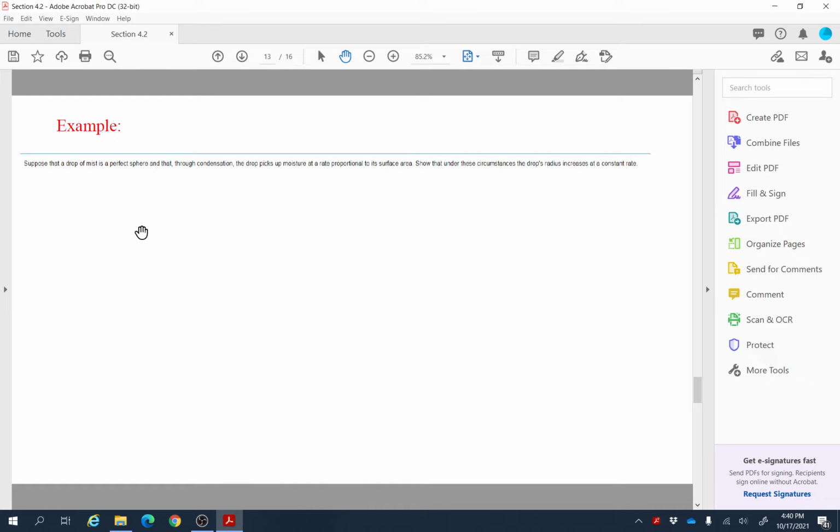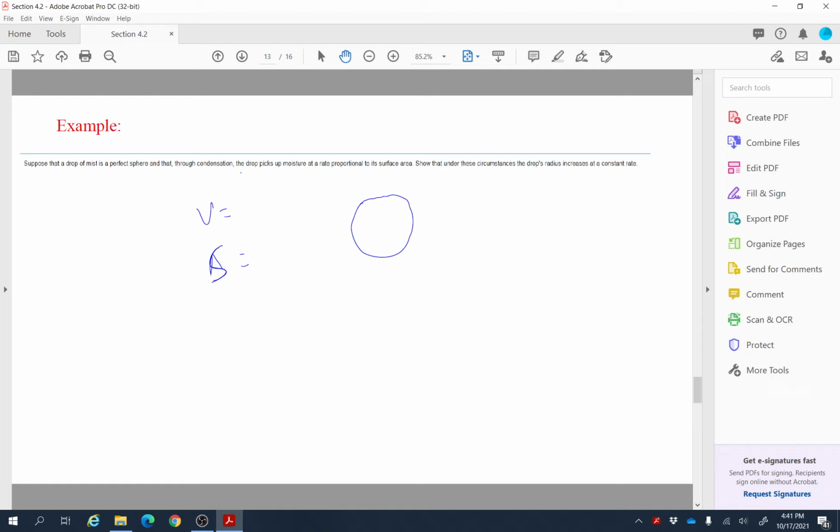Okay, suppose that a drop of mist is a perfect sphere and that through condensation the drop picks up moisture at a rate proportional to its surface area, so that under this circumstance the drop's radius increases at a constant rate. So this is what you have to summarize. There is a sphere that's a drop of mist, and you need some information about the sphere, like volume. What is the volume? What is the surface area? You need the formula for that.